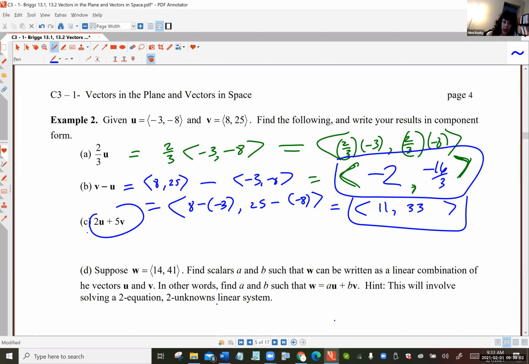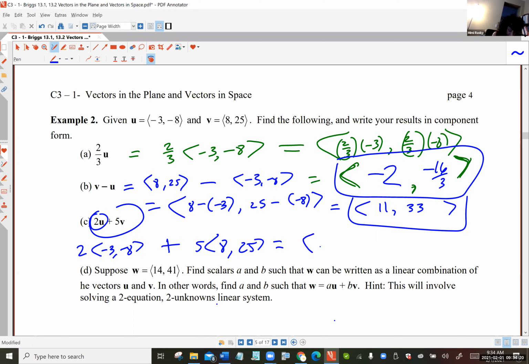Now, letter C is a little bit tricky. Why? Because you're being asked to do scalar multiplication and vector addition at the same time. You want to approach it the same way you would with real numbers, where the multiplication takes precedence over the addition. So first you'd want to do 2 times the u, and then you'll add that to 5 times your v.